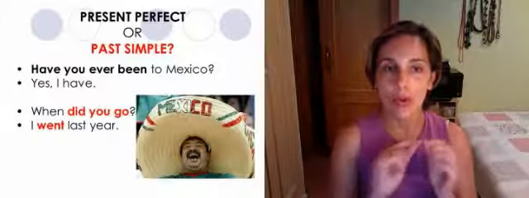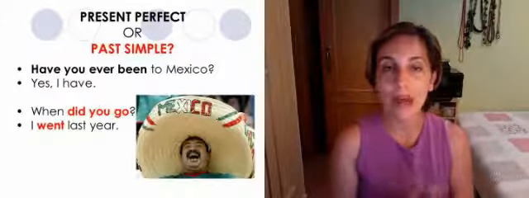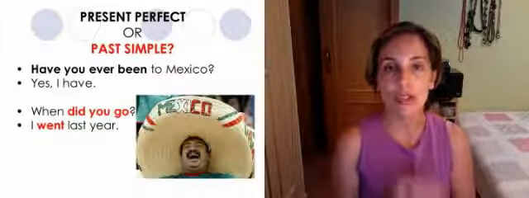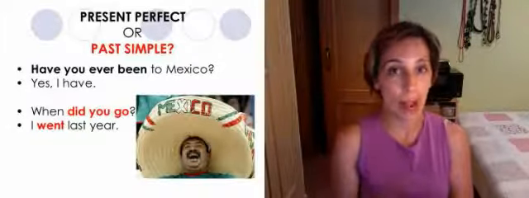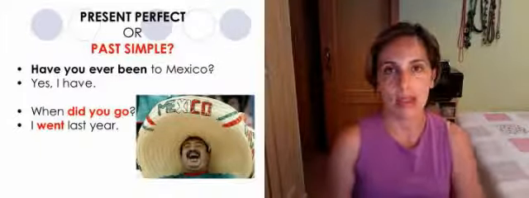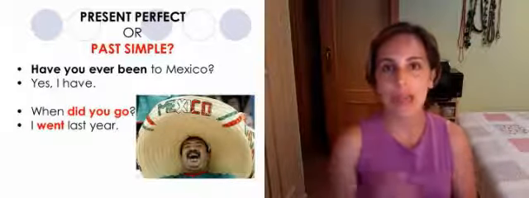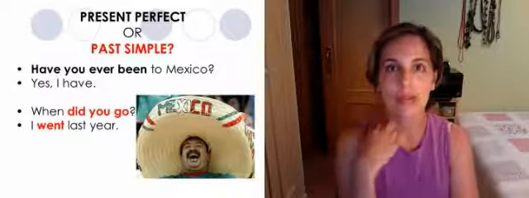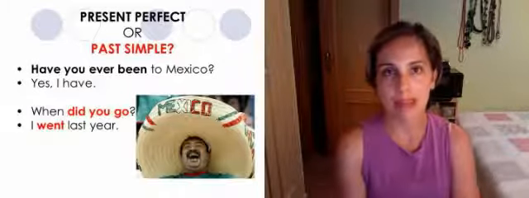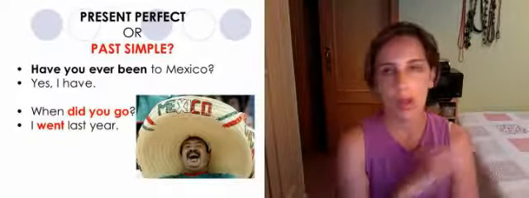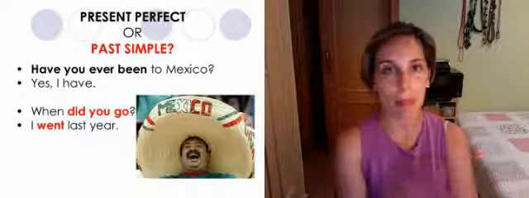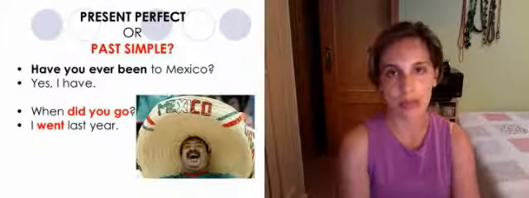Okay, so your question, "When did you go?", is in the past simple and not in the present perfect, because you want to know specifically when in the past. When did you go? And I say, I went last year. I am telling you exactly when I went to Mexico. So the difference between the present perfect and the past simple is that if you don't want to know exactly when, because it's not important, it's simply a question about your past in general, we use the present perfect.